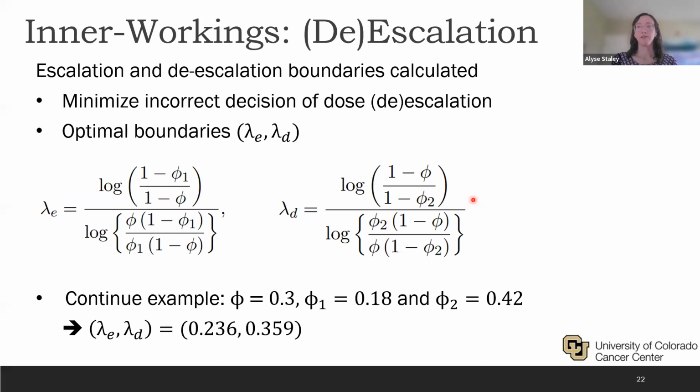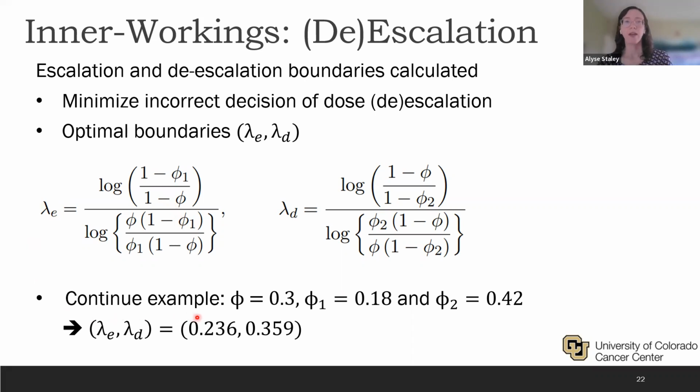Once we have all this information from investigators, we then need to calculate the escalation and de-escalation boundaries for a given dose. The idea behind this is to minimize the incorrect decisions of dose escalation and de-escalation by calculating optimal escalation and de-escalation boundaries. Continuing with our previous example, we have the target DLT rate at 0.3 and our acceptable range of DLT rates between 0.18 and 0.42. We plug these values into these formulas, and then we get our boundaries.